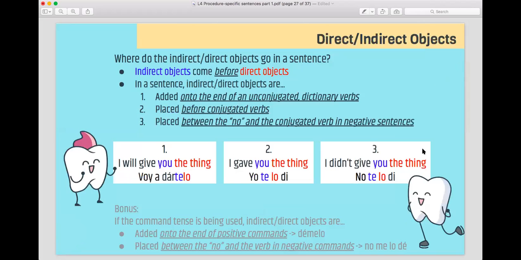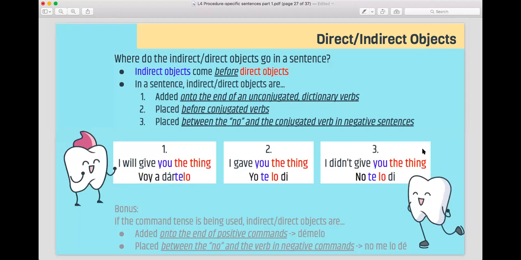And so now let's break it down a bit more if your head is a little swimming right now. So where do indirect and direct objects go in a sentence? The first rule is that indirect objects always are placed before their direct objects. So that's kind of like saying, give me it. Me is the indirect object, it is the thing I'm receiving. So give me it, the indirect object comes before the direct object. Okay, so indirect always before direct.